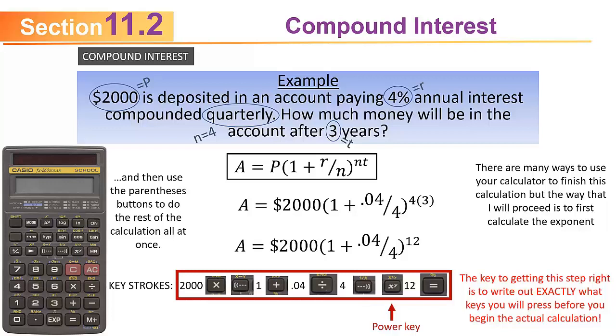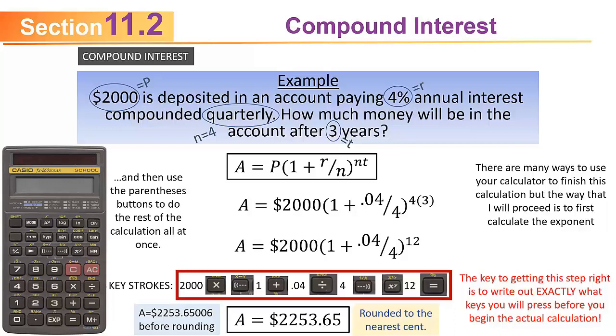And if you look on your calculator, it's one of those buttons above the red clear and all clear buttons. Press that power key. That tells the calculator that you're about to type in an exponent. Once you press the power key, now you can enter 12. And then to make the evaluation of the expression complete, you press equal. And if you do all of those things, you will end up with $2,253.65006. And if you round that off to the nearest cents, that will be 65 cents.